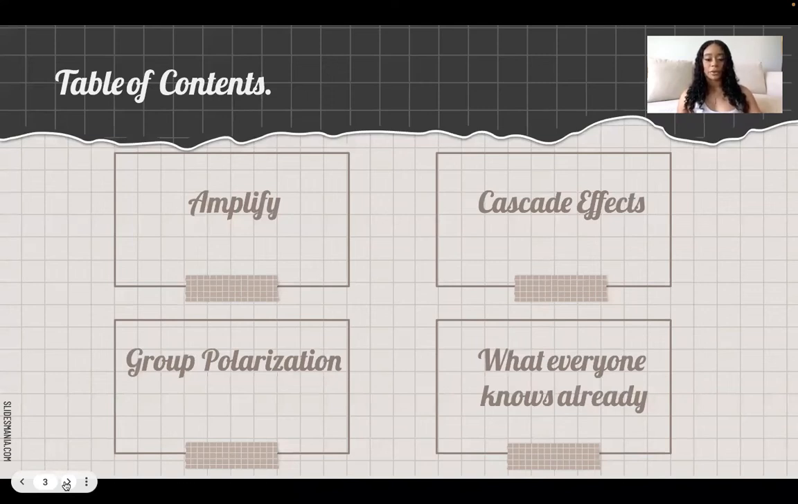There are four main errors that lead to groupthink. These are amplifying errors, cascading effects, group polarization, and what everyone already knows.